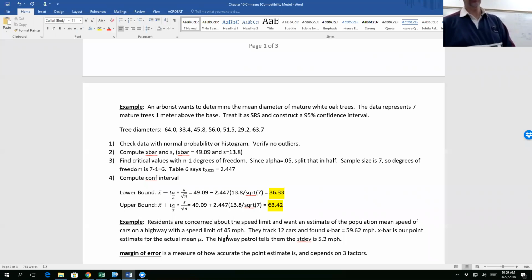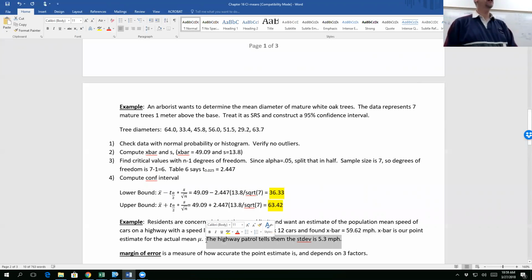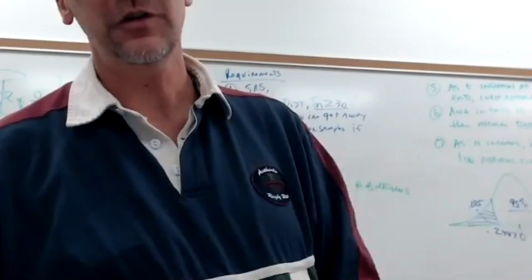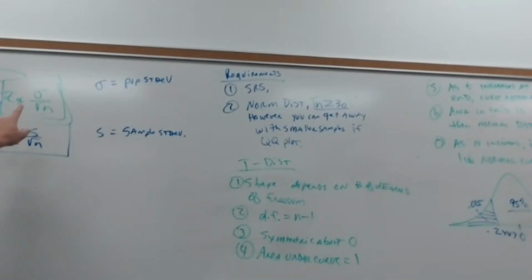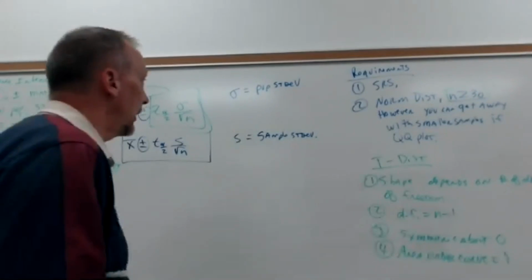Okay. All right. So yeah, the highway patrol tells you the standard deviation. We're assuming that's the population standard deviation. Is this going to be a Z or a T test? Z test. Okay. So let's stop sharing. We're going to do this one on the board so you guys know how to do this. Now in this case, we're using this formula here, the green formula. Okay.